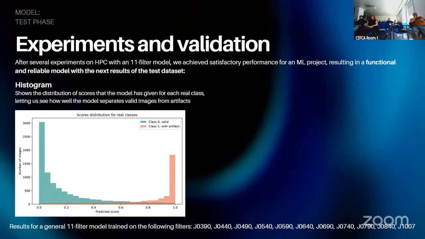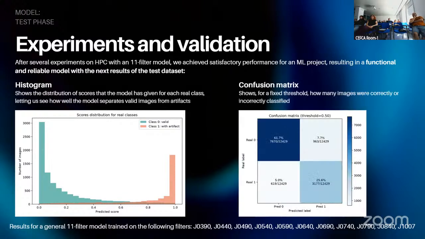In this particular case, I would correctly select the green ones, but I would also have these red ones that would be leaked artifacts. So for each given threshold, we get a confusion matrix that tells us how many images were correctly or incorrectly classified. And this one is just for 0.5.